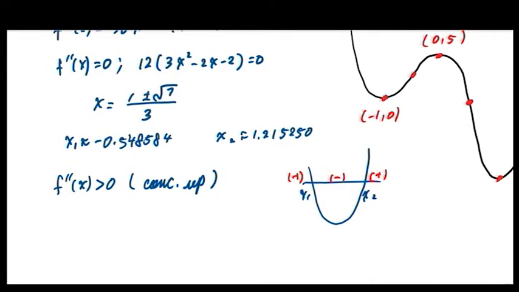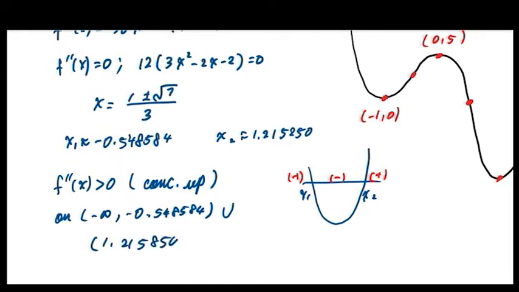So the function is concave up from negative infinity to negative 0.548584, union that with 1.215850 to infinity. You know what I'm saying? Say yes. Now, remember that definition of the increasing function where technically this needs to be a bracket?